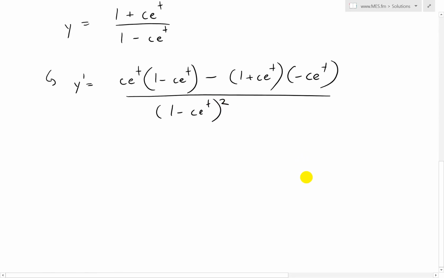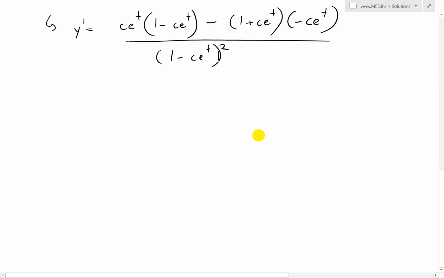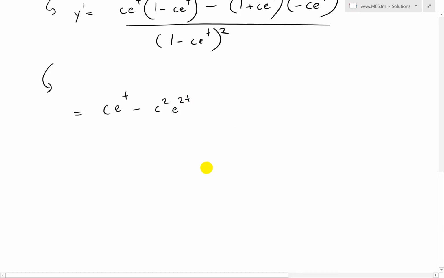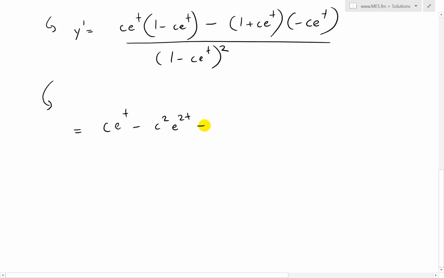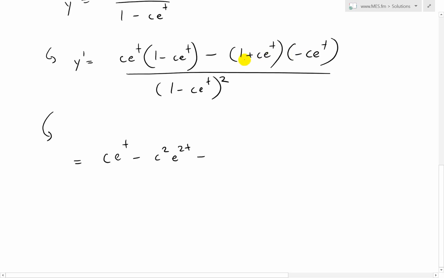Now what we'll do is expand the top further to try to simplify it. This equals c e to the t minus c squared and e to the t times itself, that's e to the 2t, or e to the t squared. Because there's a negative here, we can make that a positive.